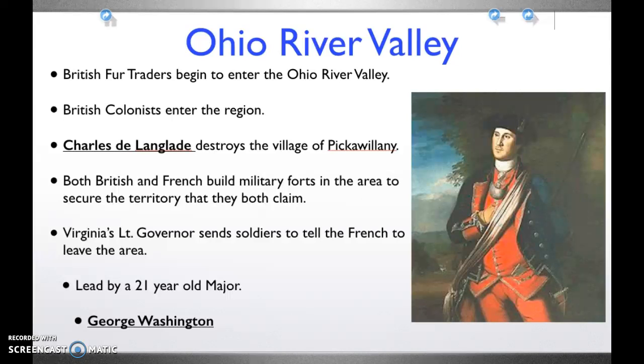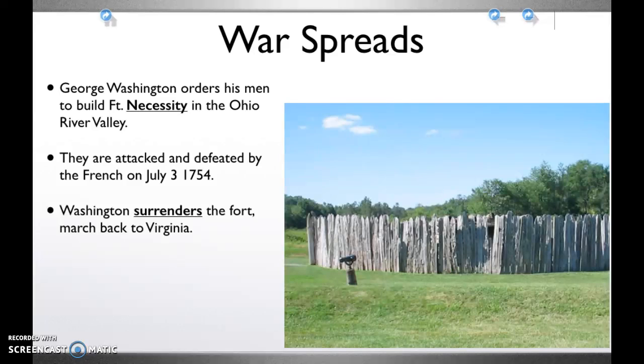Virginia's lieutenant governor sends soldiers to tell the French to get out of the area because, well, they thought it was theirs. The leader of that group was a 21-year-old major by the name of George Washington. Before he threatens the French, essentially, Washington orders his men to build a fortress, a base as it will be, known as Fort Necessity, right in the Ohio River Valley. They named it Fort Necessity, well, because this fort was a necessity.